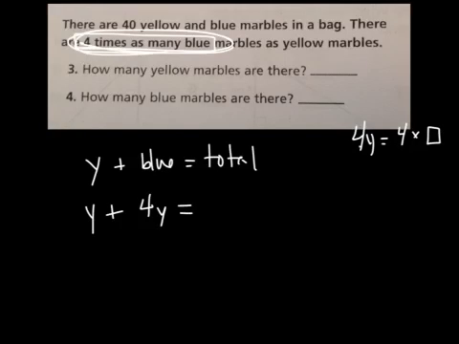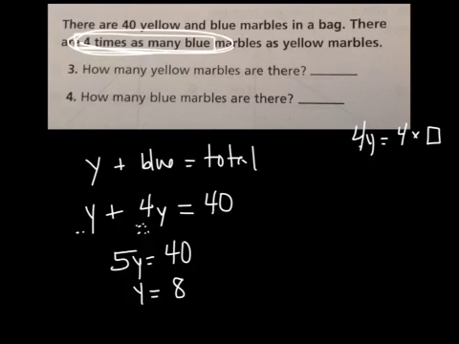And our total is 40. So we're going to add, we have 1y and then we have 4y's for a total of 1, 2, 3, 4, 5. 5y equals 40. How many 5s are there in 40? You could do your count bys of 5, 10, 15, 20, 25, 30, 35, 40 and count that way. 40 divided by 5. What do you multiply by 5 to get 40? Either way, you're going to get 8.